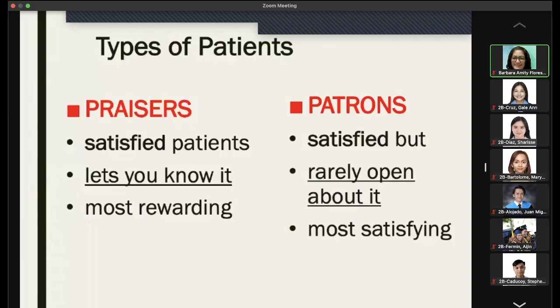Praisers are satisfied patients who let you know just how content they are with you. They are the most rewarding type of patients because they make you feel that you made a difference in their lives. Patrons are also satisfied, but they are rarely open about it. They are the most satisfying types of patients because even if they don't say anything, you can actually feel how they appreciate you. So they would either send you gifts or they would refer family members or friends to you. That's how they show their appreciation.